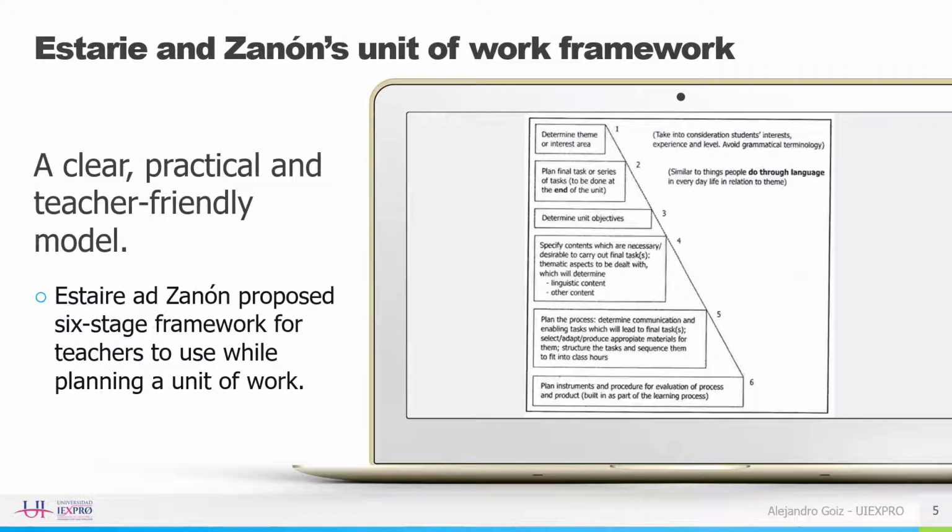In the first stage, the teacher will determine the theme or interest area. On the second stage, the teacher will determine the final task, which is the one that will guide all of the following stages. On stage number 3, the teacher determines the unit's objectives. In stage number 4, the contents are specified. In stage number 5, the process is laid out, alongside all the materials and structure for the unit. In stage number 6, the teacher plans for all the instruments and procedures for evaluation of the process and product.